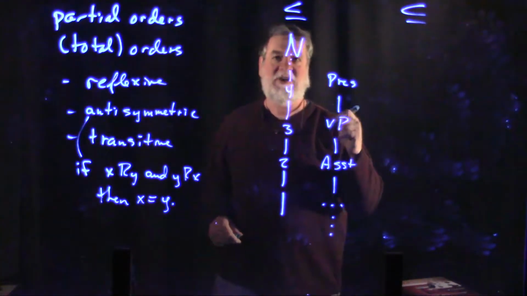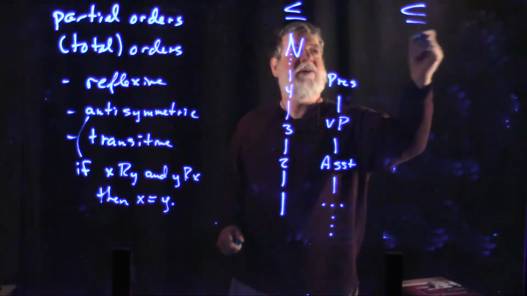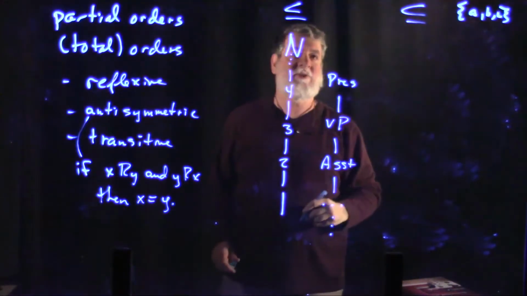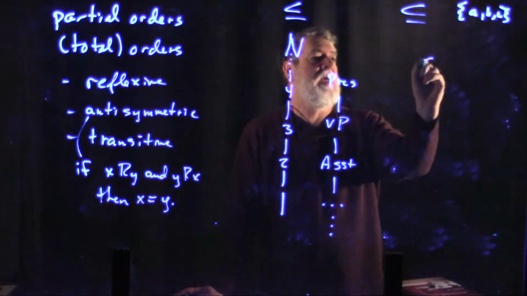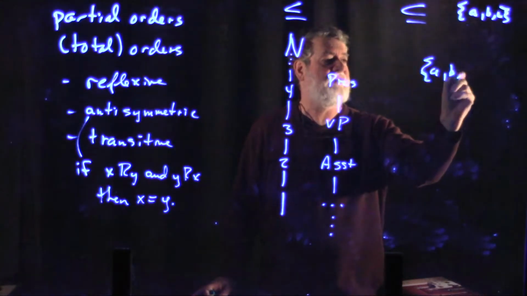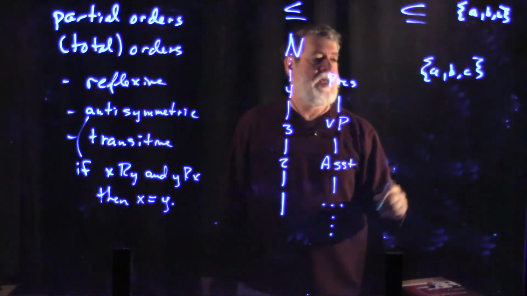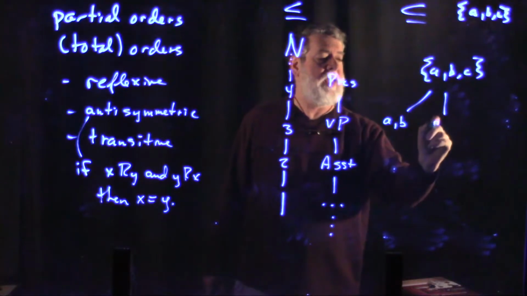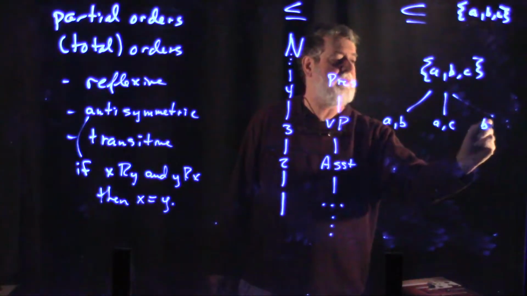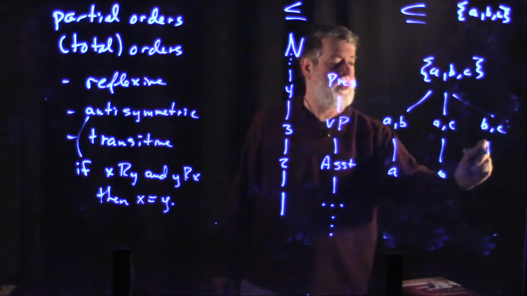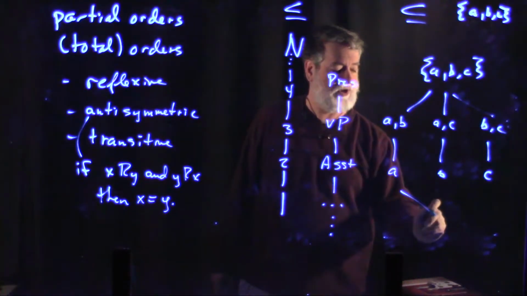Now, subsets are a little different. Suppose we look at the set ABC, and then we consider all possible subsets of that. Okay, ABC is at the top. The biggest subset of ABC is just the set itself, ABC. But subsets of that include AB and AC and BC, or just A, or just B, or just C, or the null set.